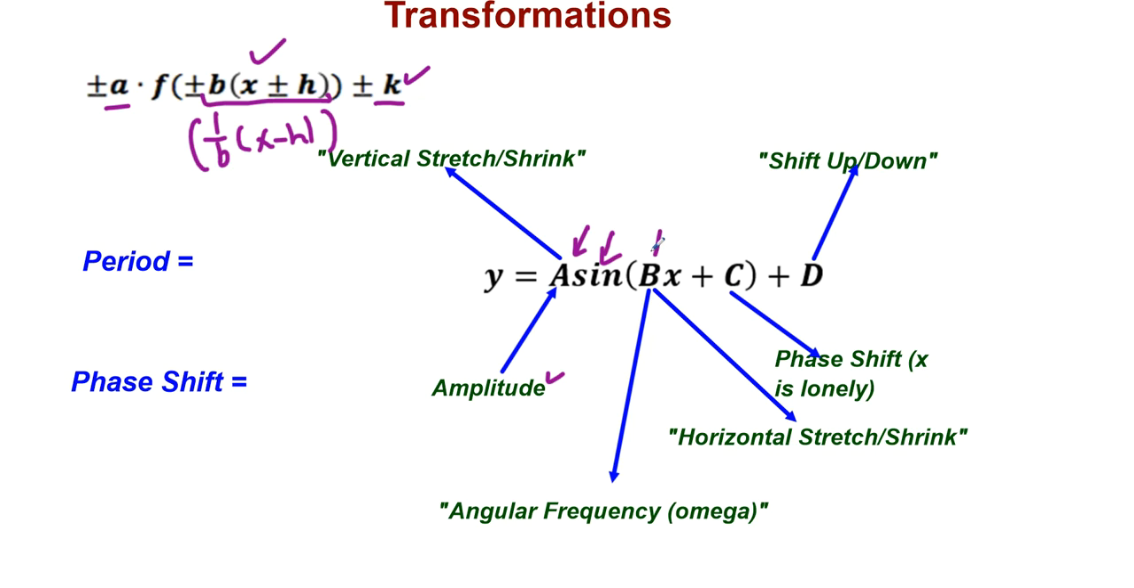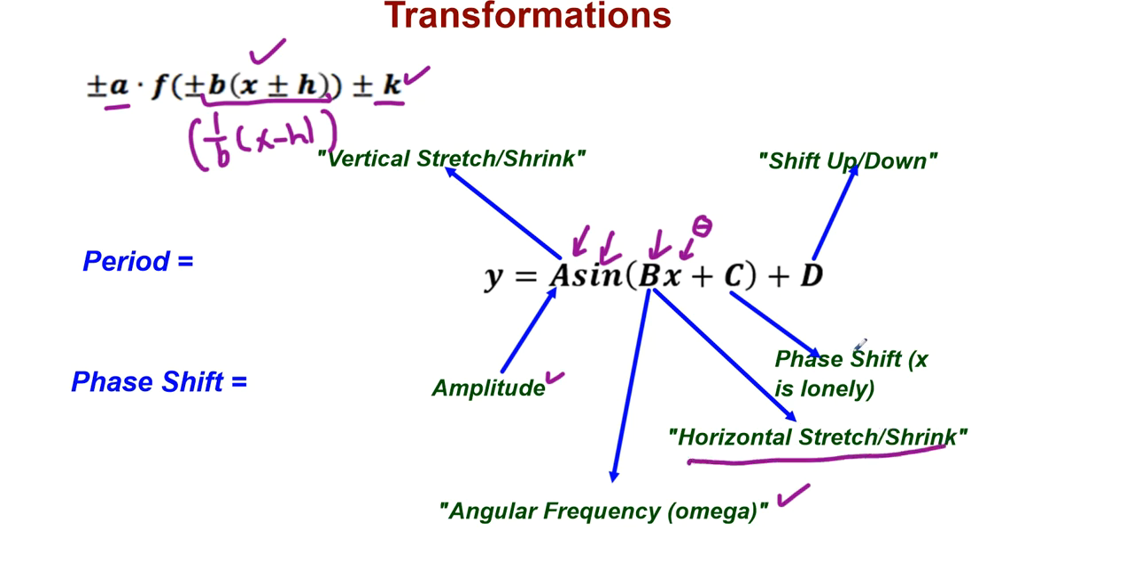This b here, now remember, we always wanted to get our x lonely. Well, this x, for our purposes, is going to be theta. It's going to be our angle. Typically, we're going to be in radians, but it can be in degrees. We don't have to get this lonely. Can if you want to, and I've done that a lot. It's not a big deal, but we're going to refer to this as our angular frequency as well. This is our horizontal shrink and stretch.